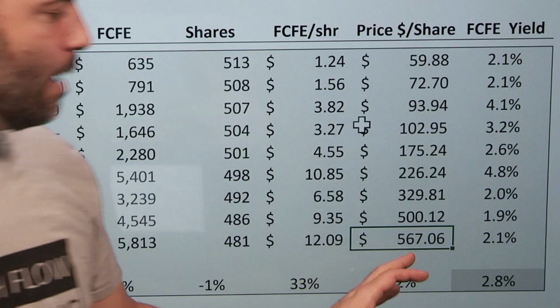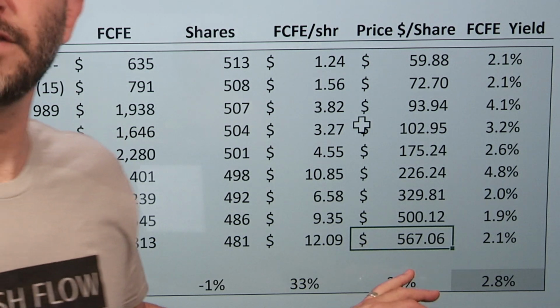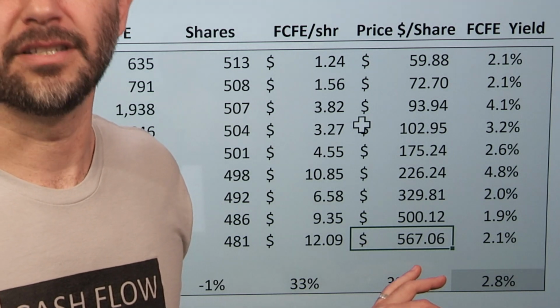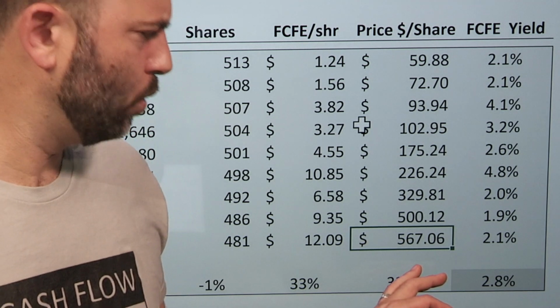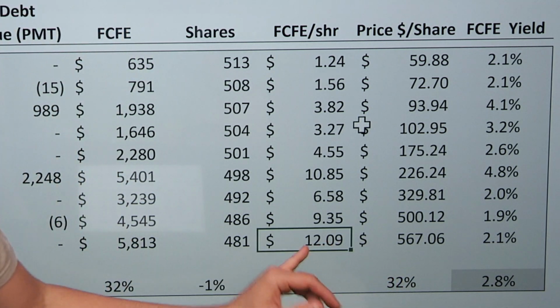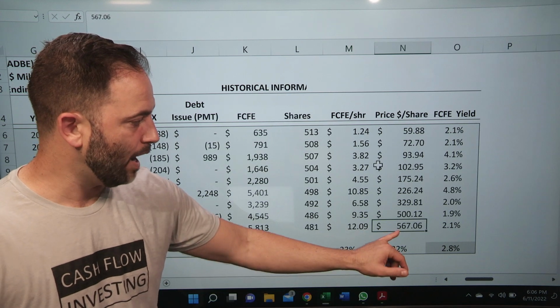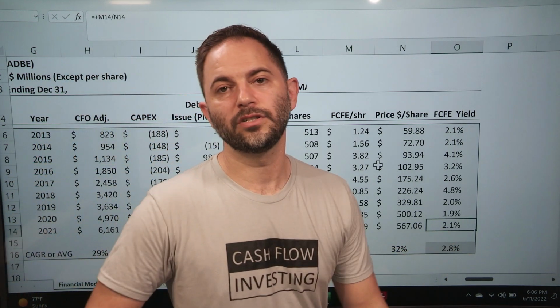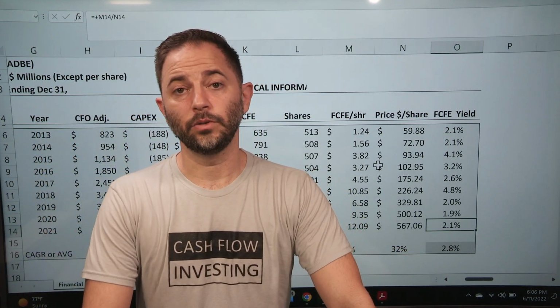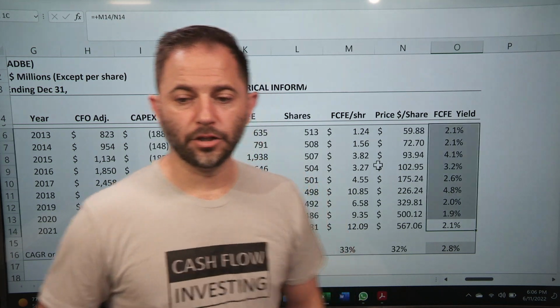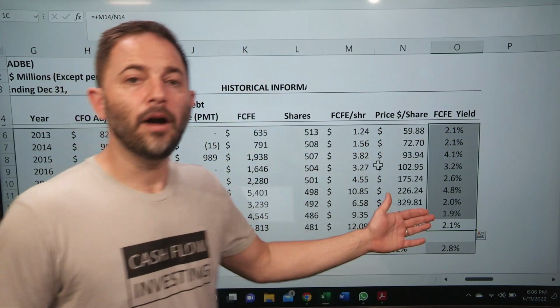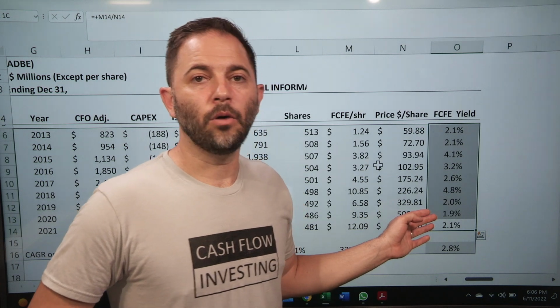Then I can look at the stock price, say at the end of last fiscal year in December, $567 per share. Whew. Well, if the stock only yields $12 cash flow annually, and I'm paying $500, that's a 2% free cash flow yield on a stock, which historically seems about what it had always yielded.